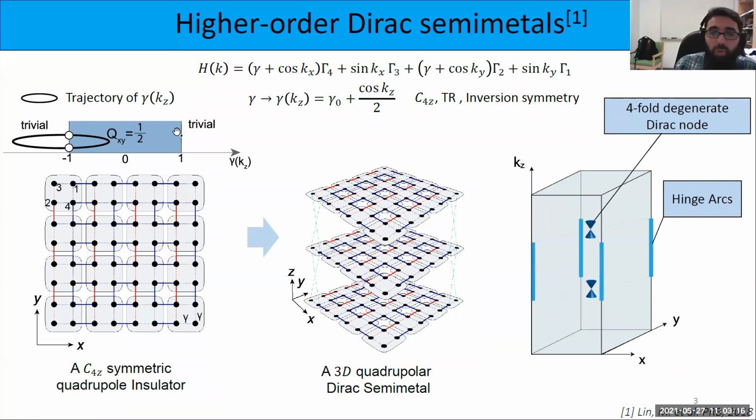The way that we can understand the phase diagram of this higher order Dirac semimetal is that by tuning this gamma, this hopping, you're going to go through a phase transition from a trivial phase to a phase that has a non-zero quadrupole moment. Quadrupole moment is one of the typical invariants that people use for higher order topological phases. The model that we're starting with has 2 Dirac nodes in the bulk. Surfaces are fully gapped, and you have hinge states, which we call a hinge arc, connecting 2 Dirac nodes on the hinges. So this is our starting point.